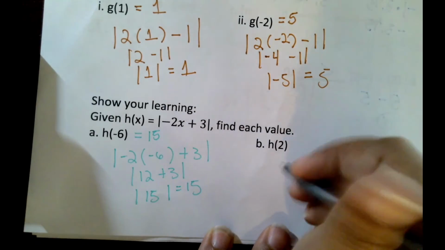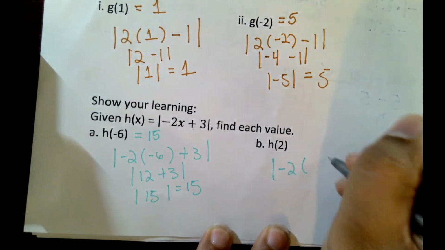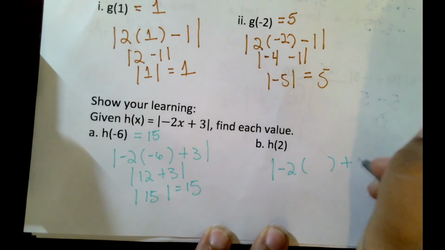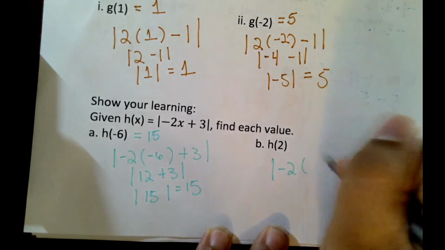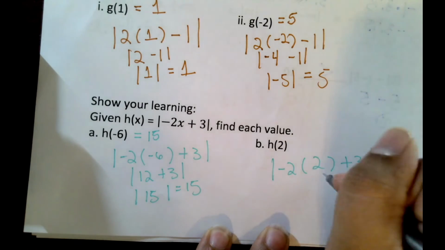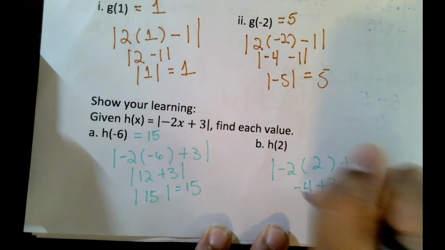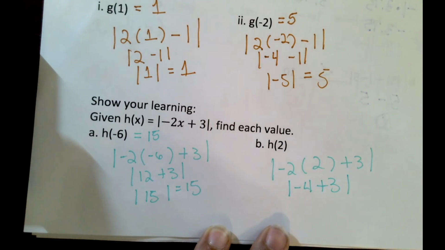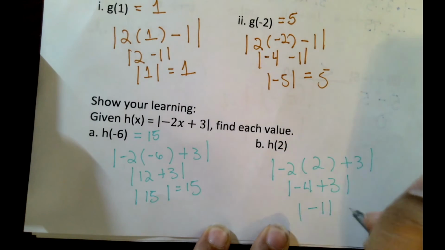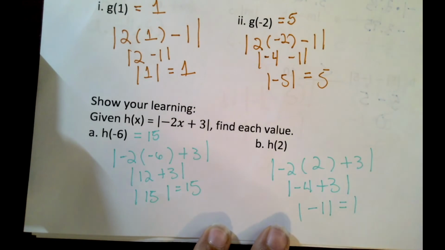Alright, let's take a look over here. Negative 2. Keep a space for where our x is, plus our 3. So we're going to plug in 2. Negative 2 times negative 2 is negative 4 plus 3. Keep your absolute values all the way through until the very end. Negative 4 plus 3 is negative 1, which is equal to 1 when we take the absolute value.